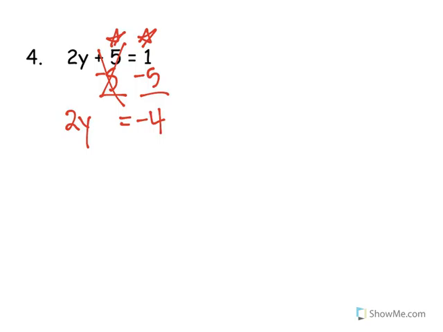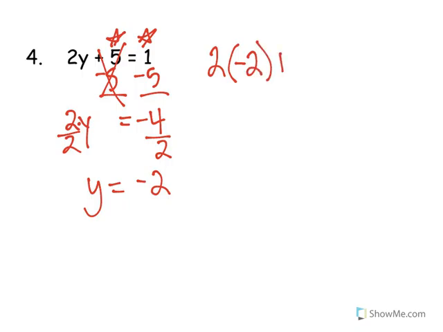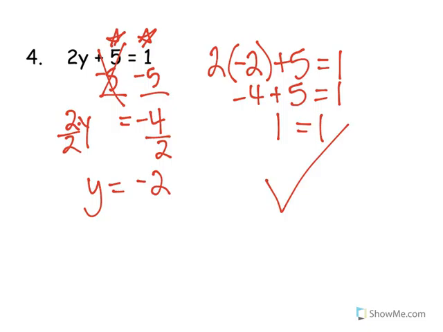Okay, and this is 2 times y. How do I get rid of something that's times? Good. Y equals negative 4 divided by 2? Negative, yep, negative 2. So to check, because you can basically check and get every single problem right, you would do 2 times y, you got negative 2, plus 5 equals 1. Okay? Negative 4 plus 5 equals 1. Negative 4 plus 5 is 1 equals 1. So, yep, I got it right. Good job.